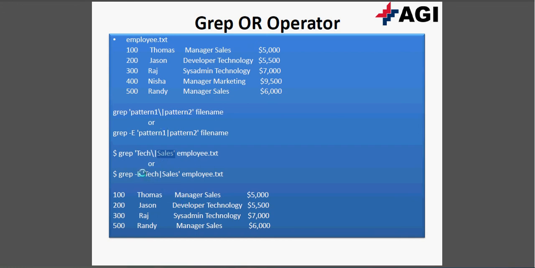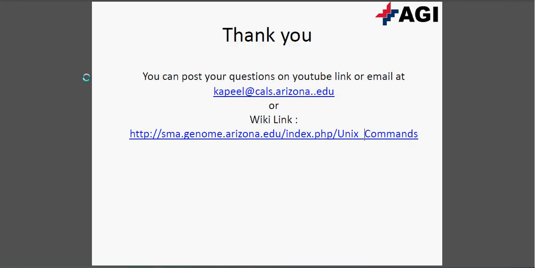Or instead of using the pipe symbol, I can just use the option -e, and it works the same. And as you can see, it has given me in the output all the employees which belong to the sales and the technology division. So these were some of the examples for the grep command.